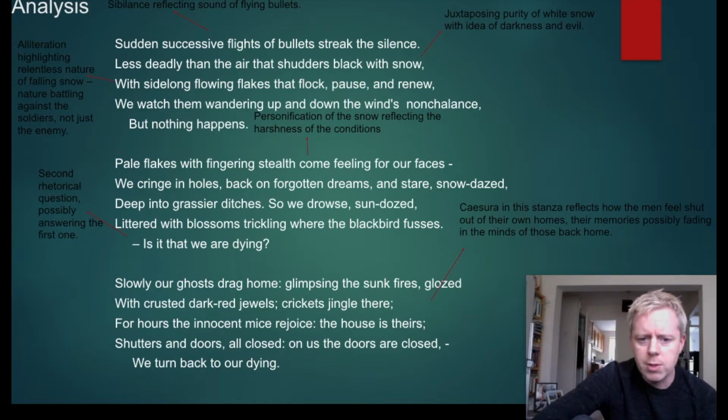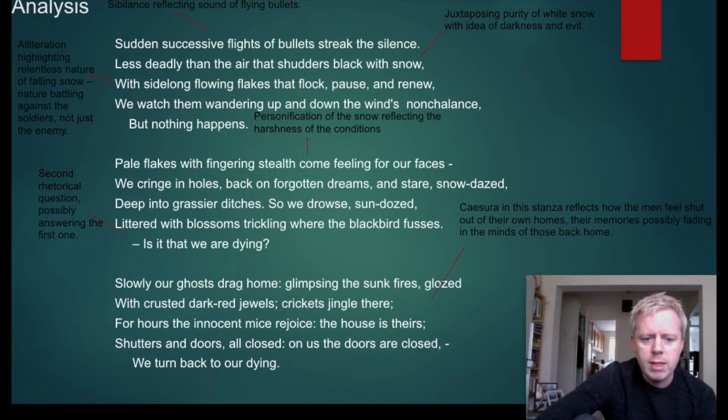"So we drowse, sun-dozed, littered with blossoms trickling where the blackbird fusses. Is it that we are dying?" Second rhetorical question, possibly answering the first one. "Slowly our ghosts drag home, glimpsing the sunk fires." So again, looking back to the life they've left behind.